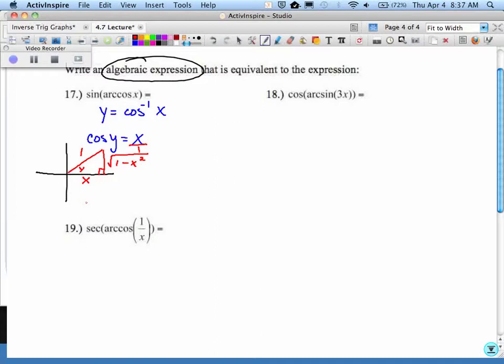So then what's the sine of y? The outside thing is sine. So what's the sine of y? Opposite over hypotenuse. So it's just the square root of 1 minus x squared. It's over 1, but I'm not going to write over 1 because that doesn't make sense.